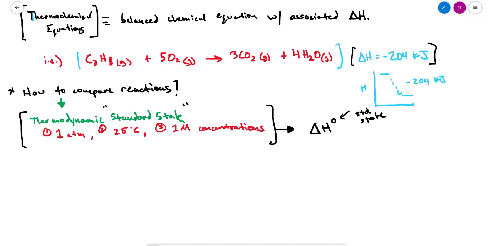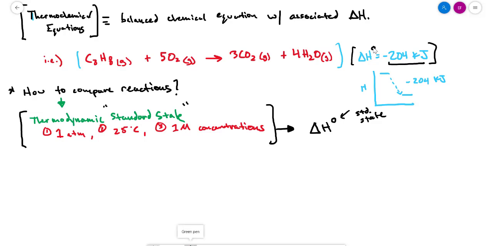So for the reaction that I have written up here, this delta H is actually the standard state for this reaction. And again, the 204 kilojoules refers to the reaction as written. So the question I would have for you is, what if I came in and I just doubled all of the reactants? And it's still a balanced chemical equation, but maybe not the simplest form of that.